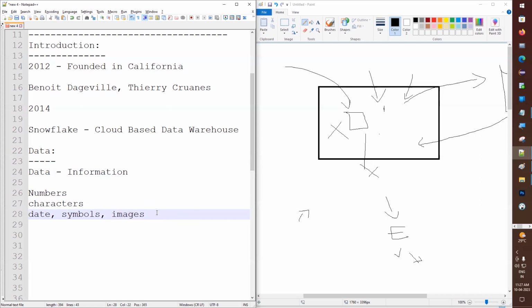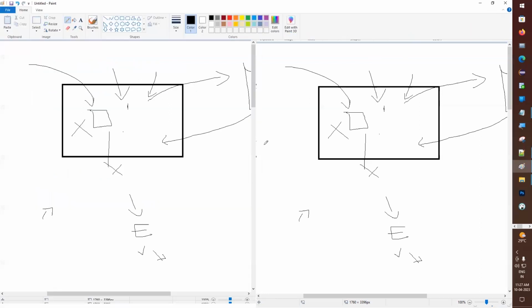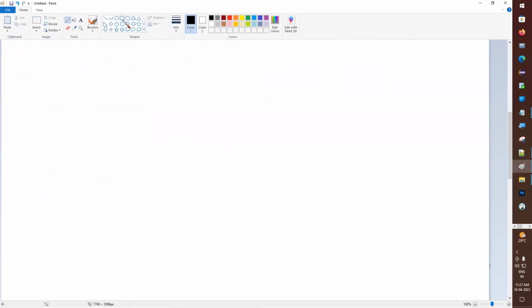Okay, so these are all the data. Now we have to store the data in one place. Why are we going to store the data in one place? Let's see, if you have books.